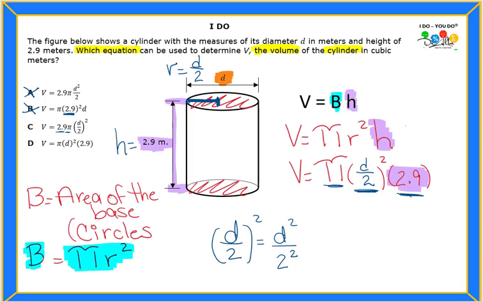What about D? What's wrong with D? Oh, it has just the diameter to the second power. And nope, it's not diameter. It's supposed to be radius to the second power. So my answer for this has to be letter C. Very good. That's the answer, guys.